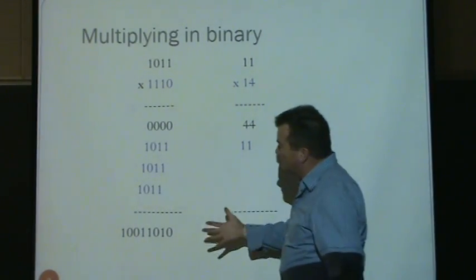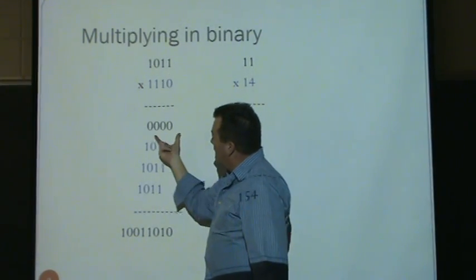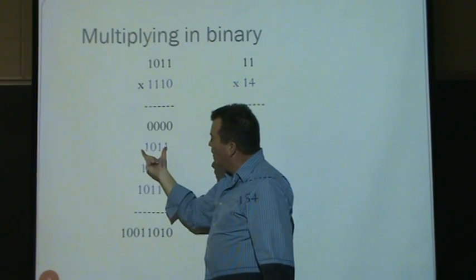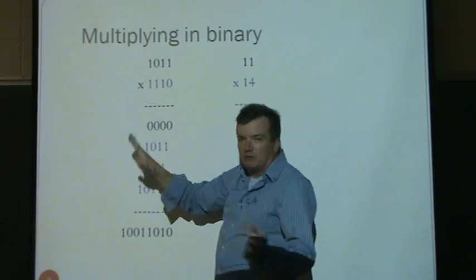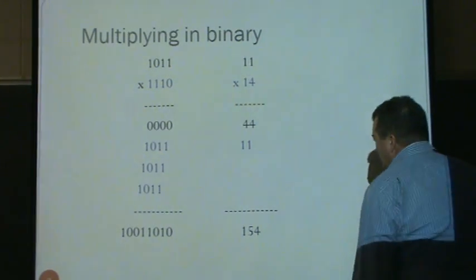What we're really doing is we're taking this number and we keep adding it to itself, 1 bit slid over if the bit here is 1. And if it's a 0, don't even do this step. Okay.